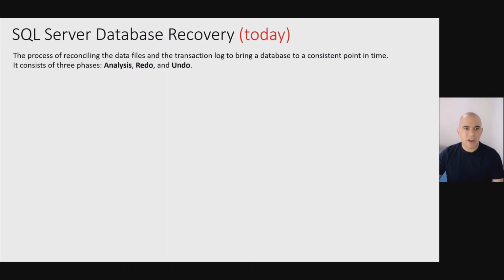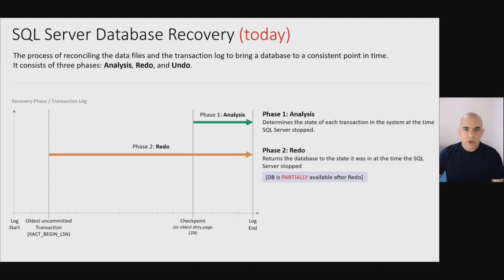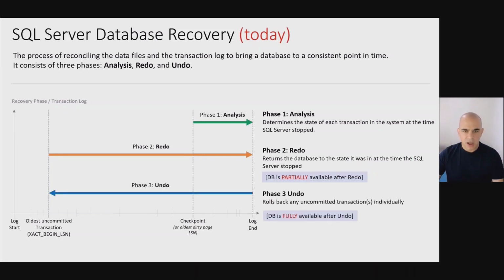It consists of three phases: analysis, redo, and undo. During analysis, we determine the state of each transaction in the system at the time SQL Server stopped. During redo, we go all the way back to the oldest uncommitted transaction, and we return the database to the state it was in at the time SQL Server stopped, and we open the database partially when redo is done. And finally, during undo, we scan the transaction log backwards all the way to the oldest uncommitted transaction, and we roll back any uncommitted transactions individually. When this is done, the database is fully available for use.